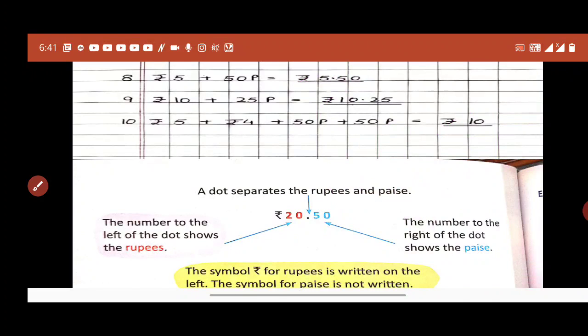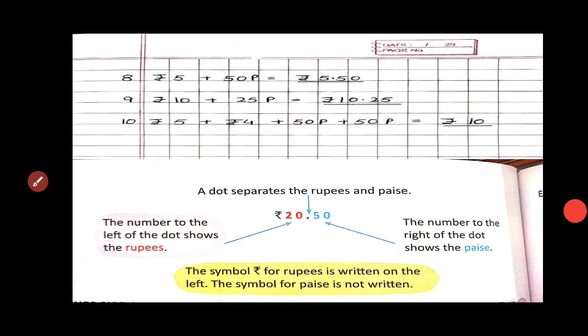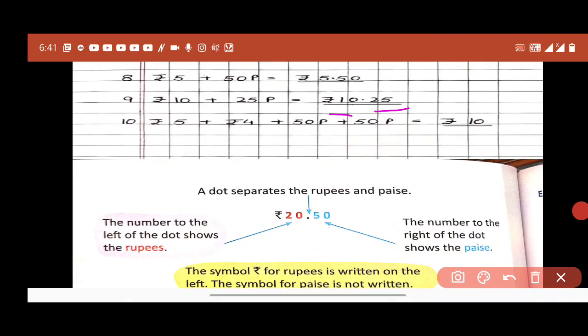So moving on, 10 rupees plus 25 paisa. So you will write both the numbers, put a dot. As you know that paise is towards the right side, so it is 25 paisa. So write 10 dot 25. And the last one, 5 rupees plus 4 rupees plus 50 paisa plus 50 paisa. So you have to do this on your own. It is very easy. 50 paisa plus 50 paisa becomes 1 rupee. And 5 plus 4 is 9 rupees. And 9 plus 1 becomes 10.